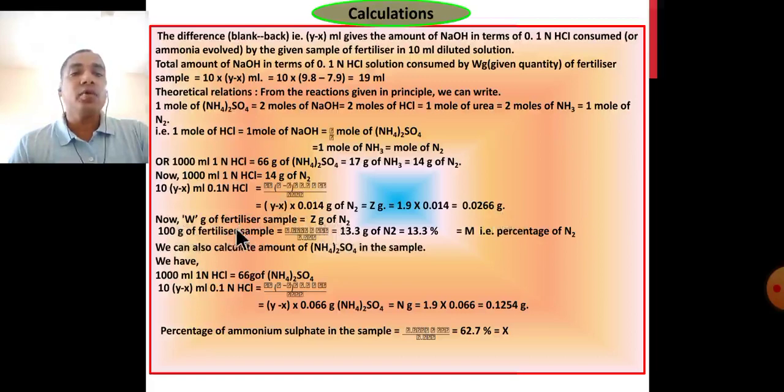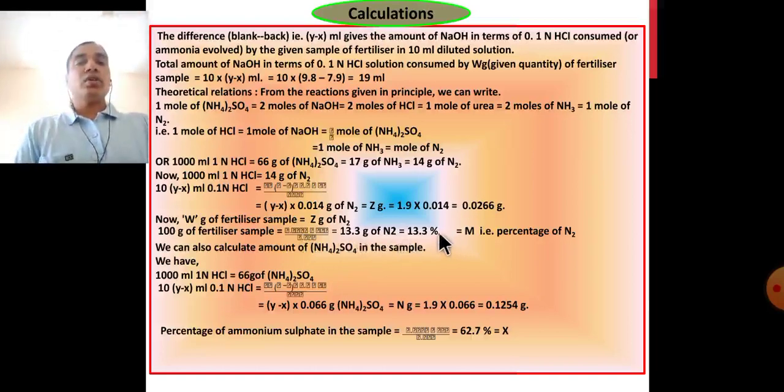Now W gram of fertilizer sample is equal to Z gram of N2, that is 0.0266 gram of nitrogen. For 100 gram of fertilizer sample, it is 100 into Z gram upon W, which is equal to 13.3 gram of N2. That is 13.3% of N2 in the fertilizer sample, that is M, the percentage of N2.